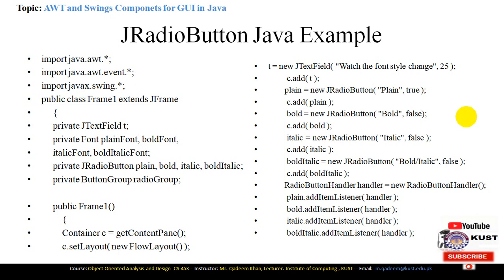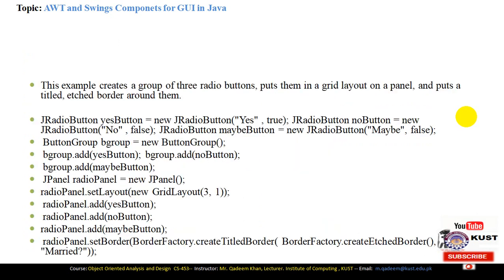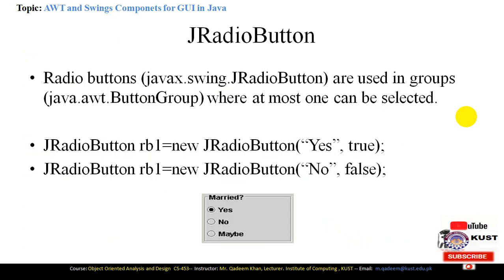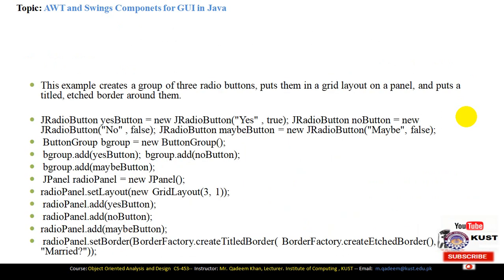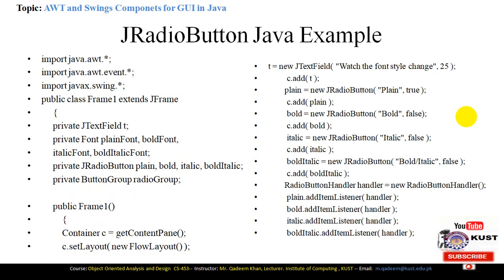So here we will continue our example of the JRadioButton. Already we have explained the JRadioButton concepts with the constructor of the JRadioButton. Then we have explained how we can group the JRadioButtons and how we can add them into the panel. And now we have the examples. It is a complete executable example.